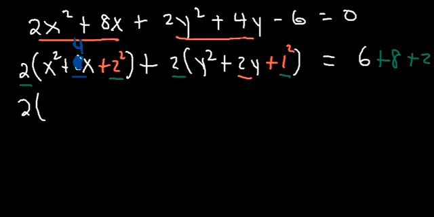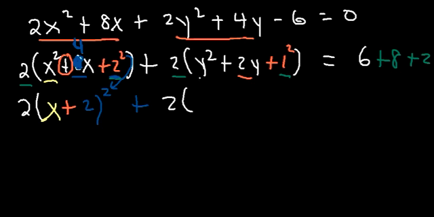So now we can factor. It's going to be x plus whatever that sign is. And then this number, before you square it, x plus 2, and then squared. To factor the next term, it's going to be whatever this variable is, y, plus 1 squared. Eight plus 2 is 10, 10 plus 6, that's 16.